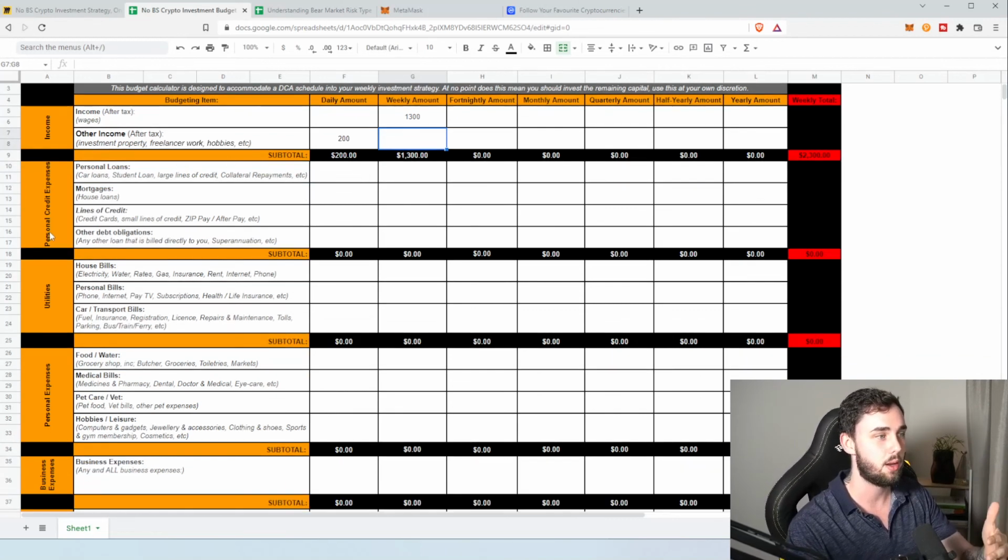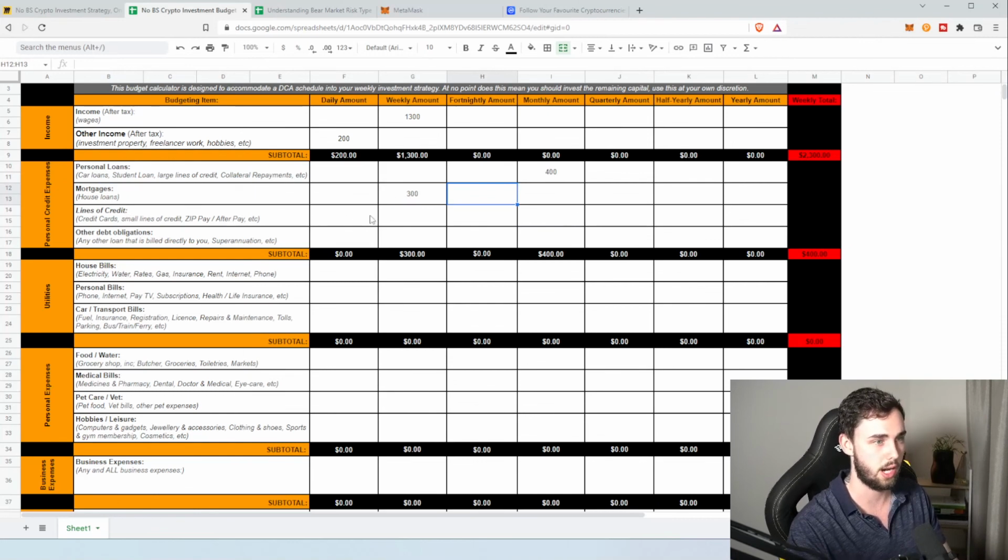Then maybe we'll come down here to personal credit expenses. So let's just say we have a personal loan that we need to pay a monthly amount of $400. Okay, so we can see the total down here. It'll total it so you can clearly see, if you've got multiple different sections in here, what the total is, just to backtrack, so you know you've done the calculations right. Let's just say we have a mortgage. So we have a house where every week we pay $300.